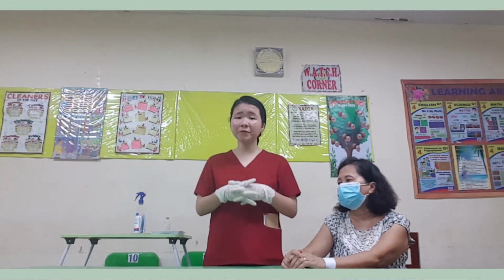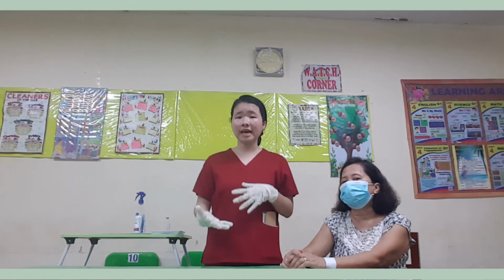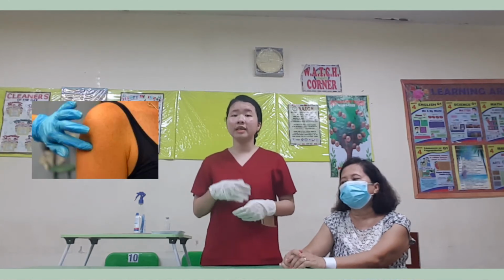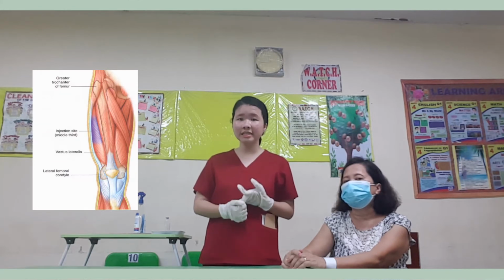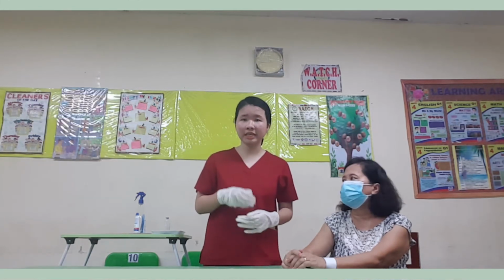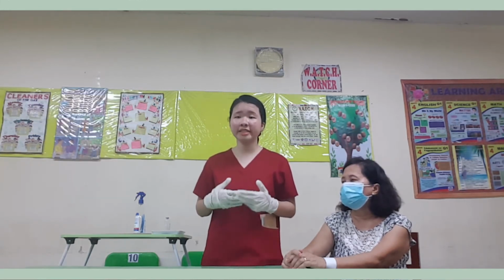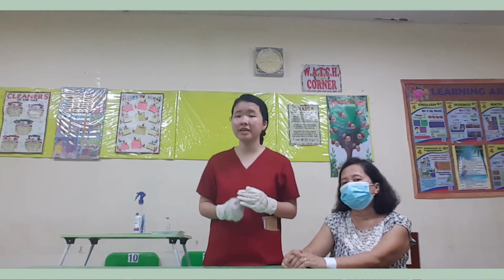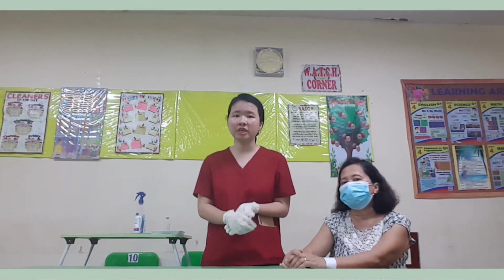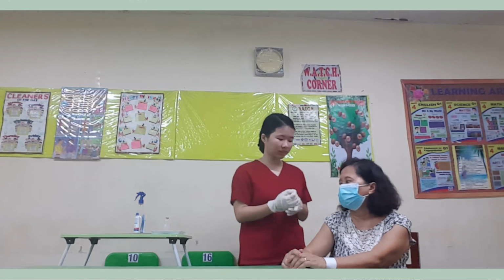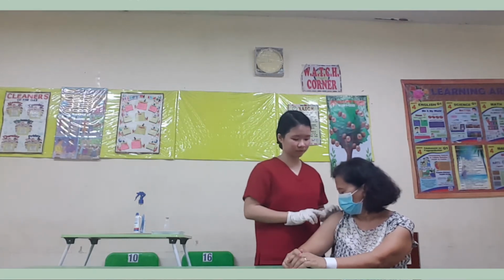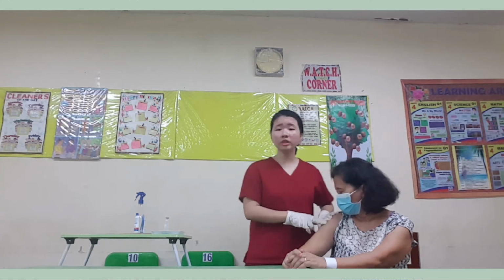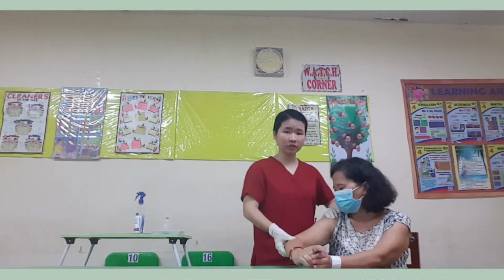And for procedure number 15, select the site. There are 3 sites like deltoid, ventrogluteal, vastus lateralis, and you need to disinfect it. Good visualization is necessary to avoid complication and establishes correct location. So now we're going to choose the deltoid, which is located here.